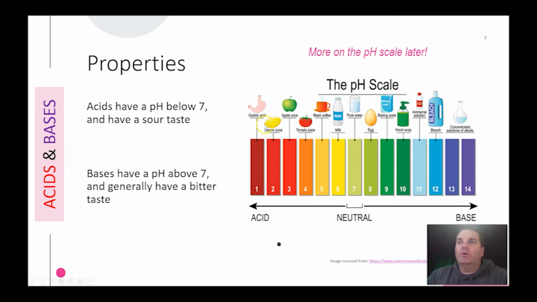We've got some common things here on the pH scale. So gastric acid, your stomach, actually has hydrochloric acid in there. Now, hydrochloric acid is something that's called a strong acid, and I'm going to explain what a strong acid means in a little bit.